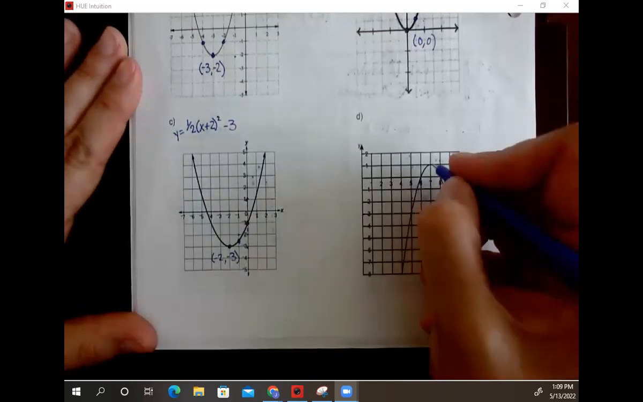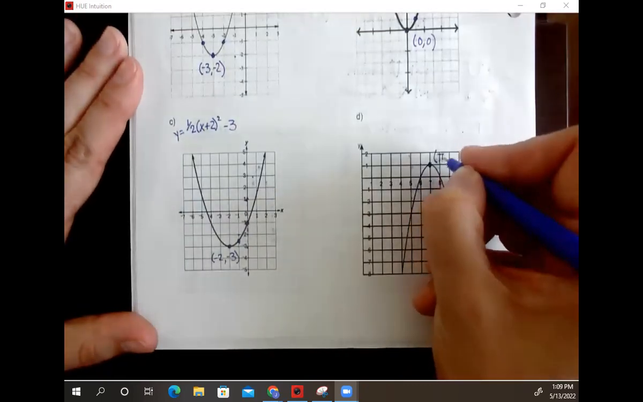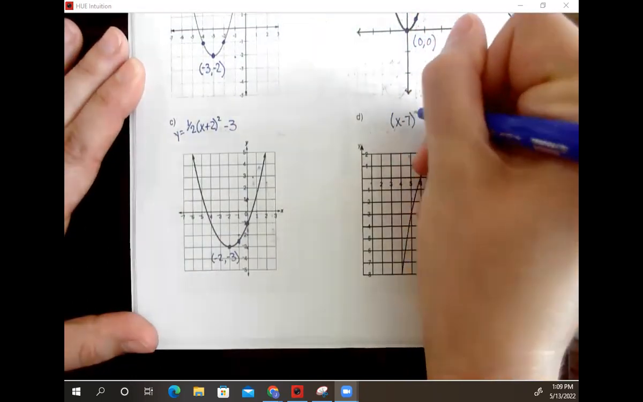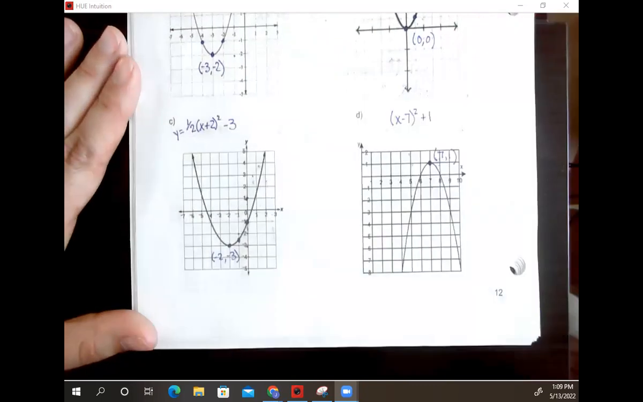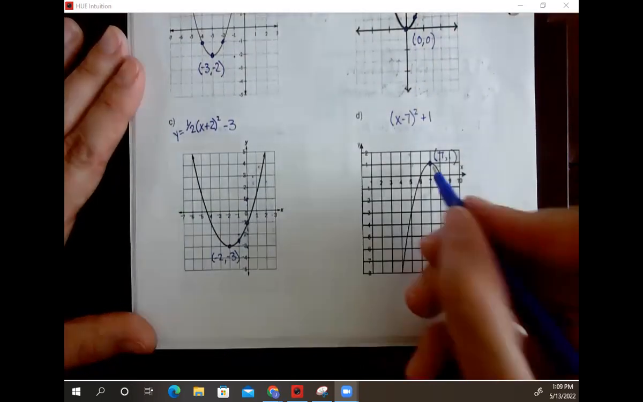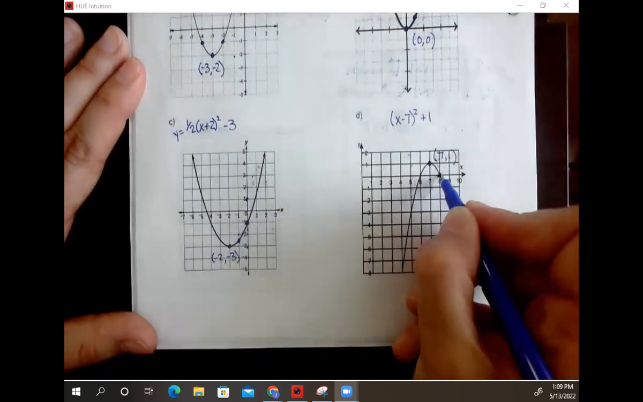What's your vertex? 7, 1. So this would look like x minus 7 squared plus 1. What's your lead coefficient going to be? -1. Yeah, we go out 1, down 1.